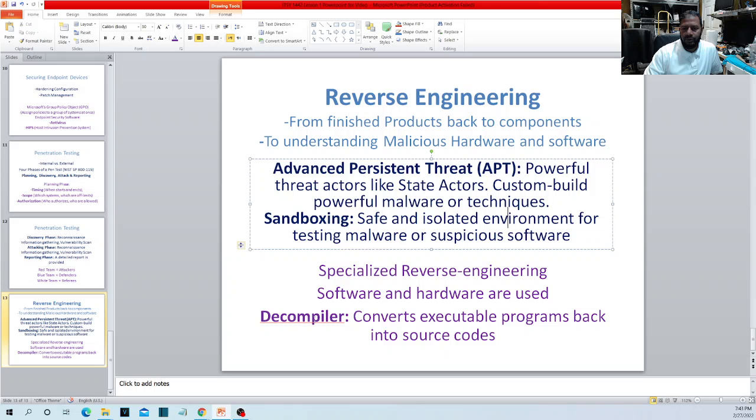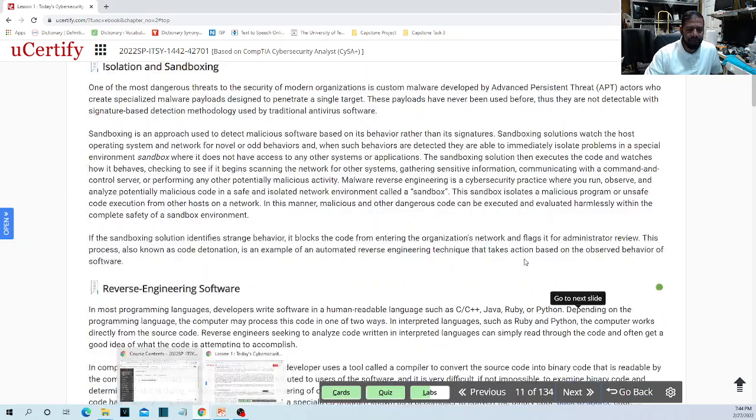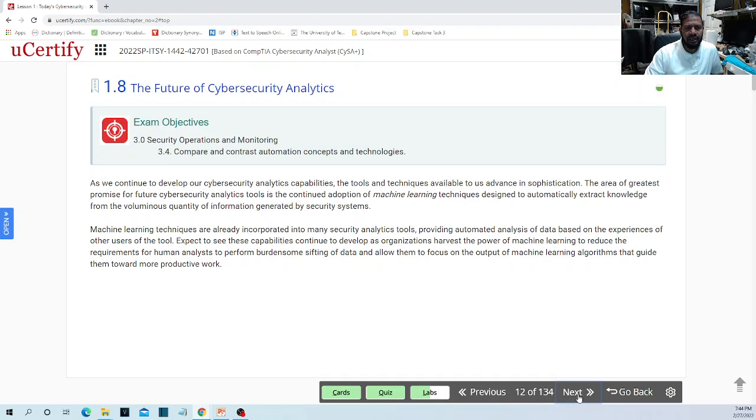Okay. Now let's talk about the decompiler. I touched on it a little bit. A decompiler converts executable programs back into source code. So you can look at their source code. Okay, that helps you identify. So now we're probably at the end of the chapter. So let's go next to exam objectives.